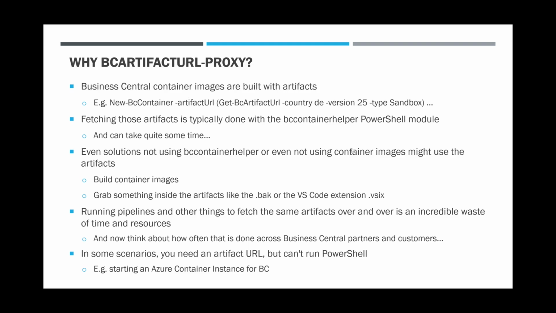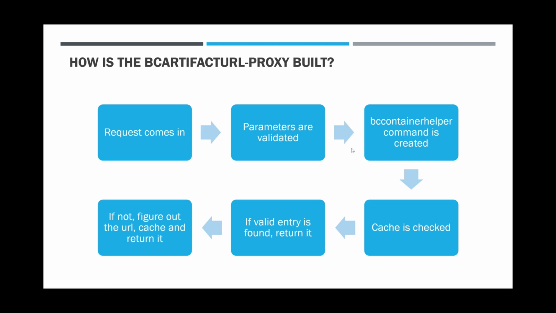We saw that grabbing artifacts is done very often. It's not the most efficient part of it. And we saw an opportunity to improve that by building a little proxy that helps to cache this, make it faster, make it work across different requests. But how is it built?